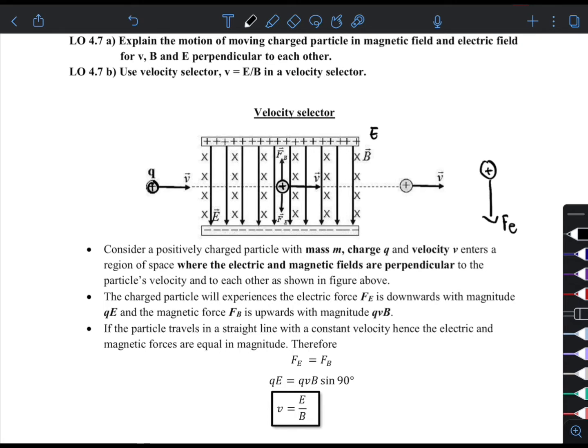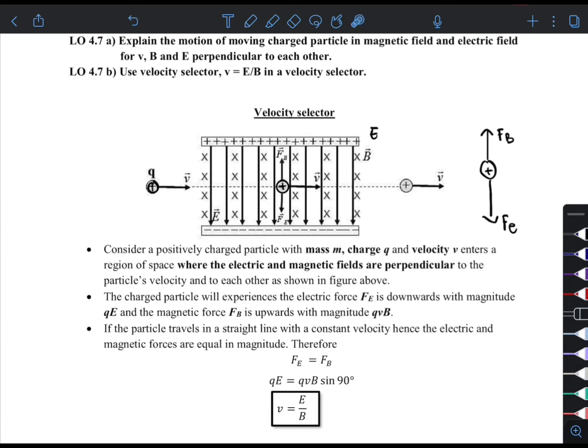Ini charge kamu. And then using your right hand palm rule, using that understanding, you have magnetic field into the page, you have velocity to the right. So menggunakan your fingers pointing to the right in the direction of the velocity, and then you have your palm pointing in the direction of into the page representing your magnetic field. Kamu akan dapat thumb kamu ini pointing upwards, which gives you the direction of magnetic force. Okay? So you are going to have magnetic force ke atas pula.